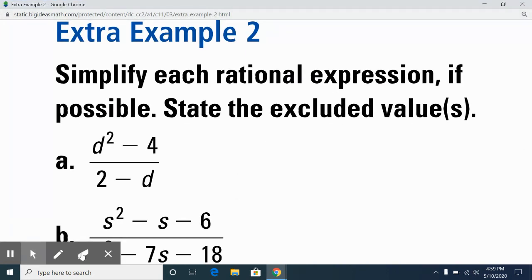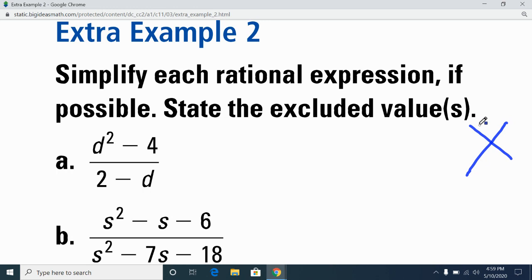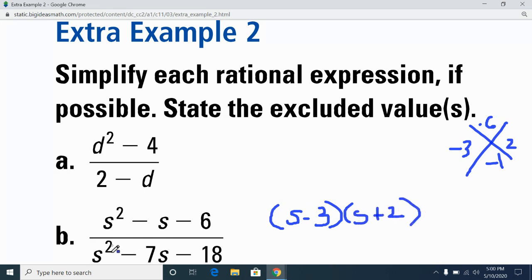All right, so let's look at this bottom example quick. s squared minus s minus 6. So I'm going to factor that right now. All right, so I'm going to try and figure out what multiplies to negative 6, adds to negative 1. That would be negative 3 and positive 2. So I'm going to change this numerator to s minus 3 and s plus 2.